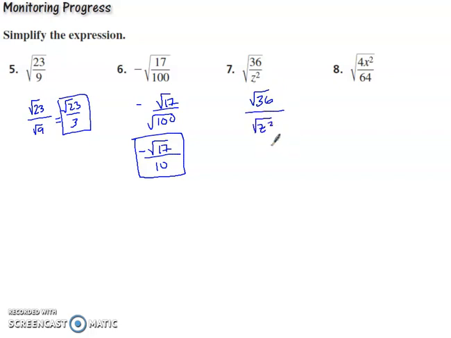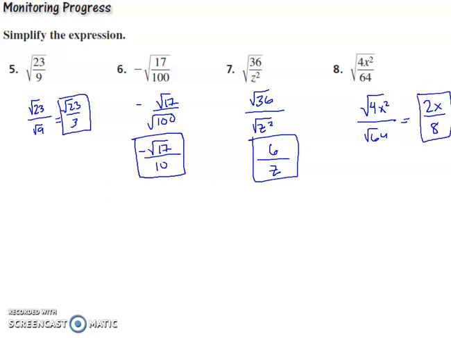Square root of 36 is 6, square root of z squared is z, and we're done. Numerator, square root of 4x squared over the denominator, square root of 64. This simplifies to 2x over square root of 64 is 8.